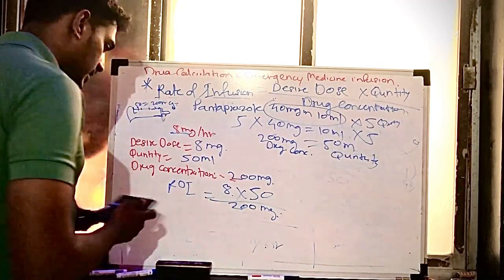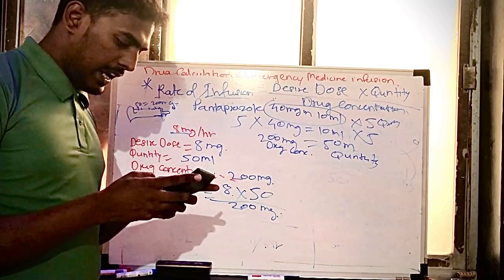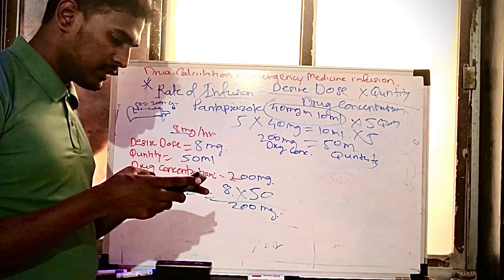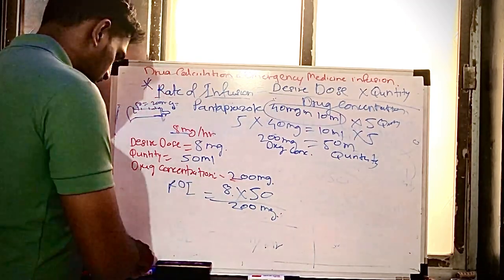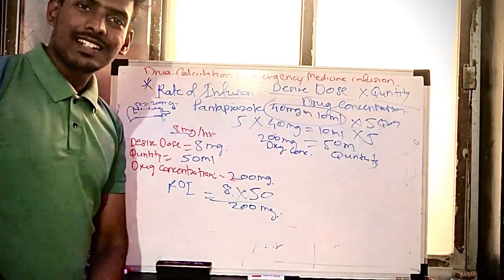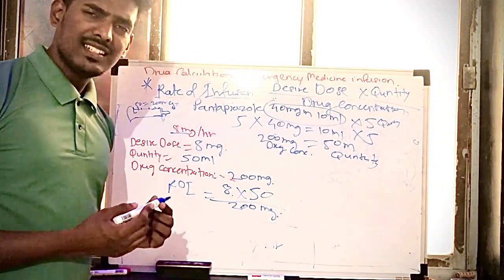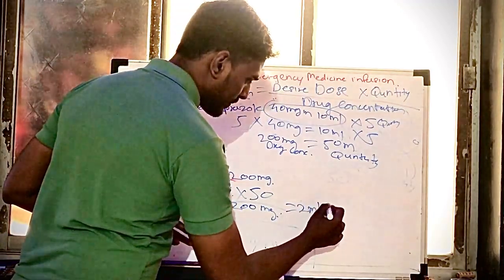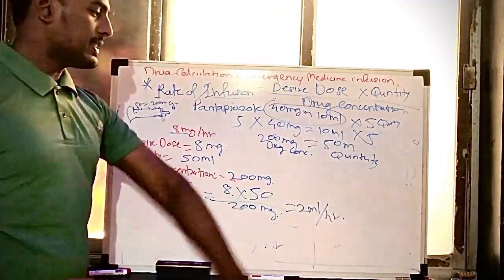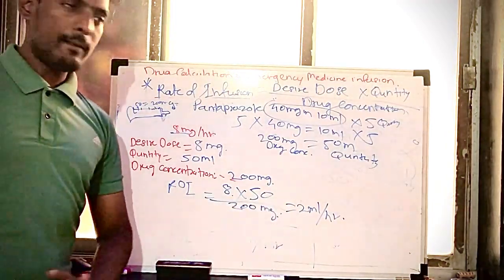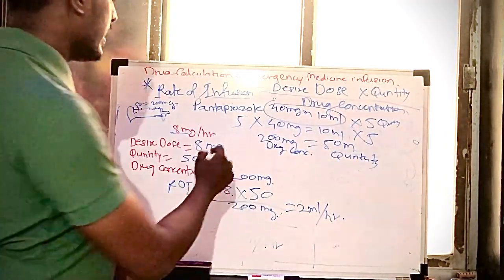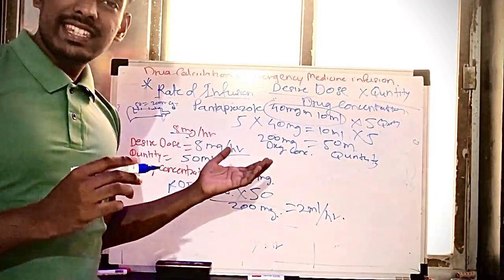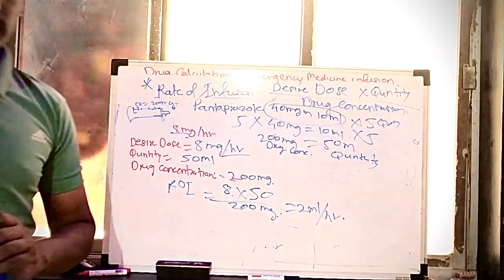Just put it in the equation and then solve it. Keep the calculator in your hand. 8 into 50 divided by 200. Tell me the answer. Yes, 2 ml per hour, correct. So if you start the infusion of pantoprazole at 2 ml per hour, it means you are giving 8 mg per hour of the drug. Very easy to understand, right?